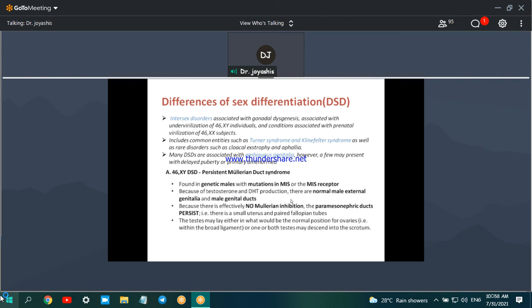46,XY DSD: persistent Mullerian duct syndrome. This is found in genetic males with mutations in Mullerian inhibitory substance or in its receptor. Because of testosterone and dihydrotestosterone production, there are normal male external genitalia and male genital ducts. This is 46,XY DSD.